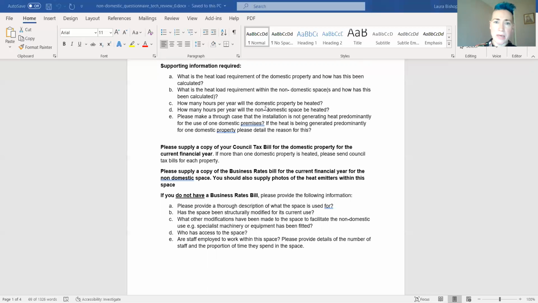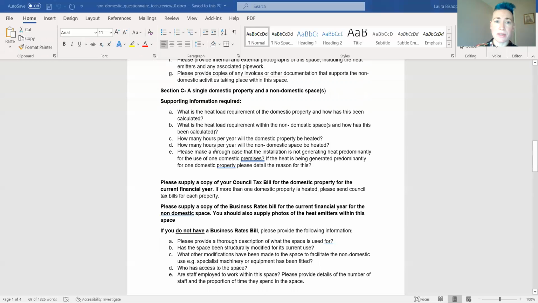How many hours per year will the domestic property be heated? How many hours per year will the non-domestic space be heated? And make a thorough case that the installation is not generating heat predominantly for the use of non-domestic premises. As I said, this is because in the past they have allowed small, tiny little offices to be passed through, and really they shouldn't have been. So this is Ofgem tightening down on that. So you need to make sure that you are happy that you can answer those questions confidently.